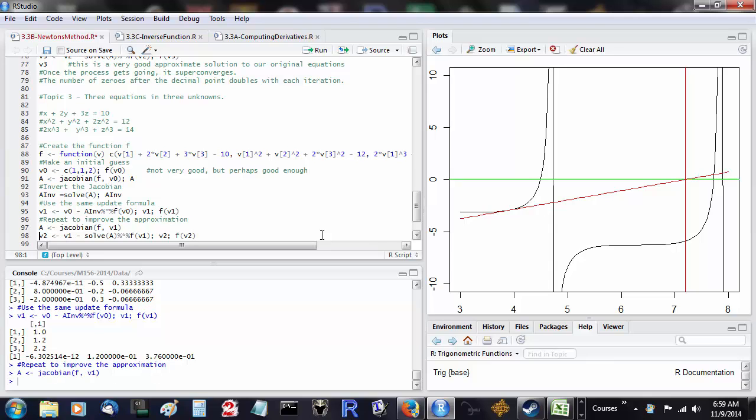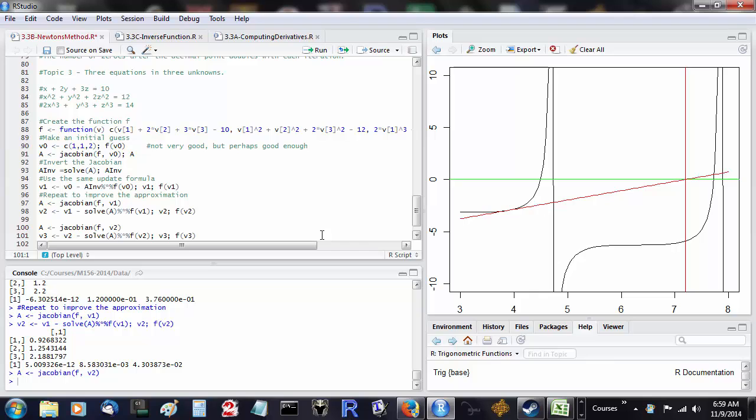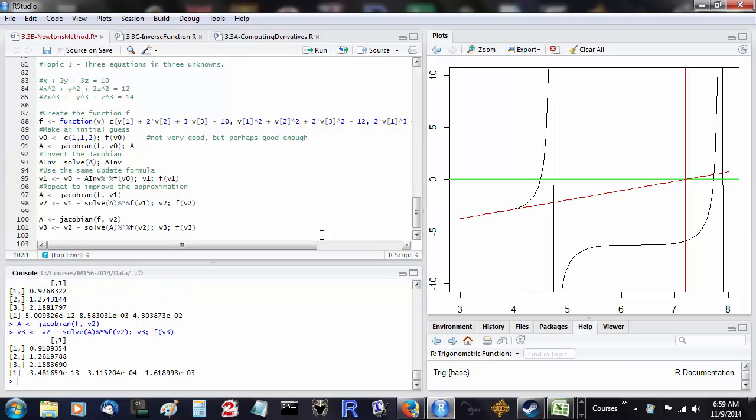But it costs very little to iterate again. And now I'm doing really well. I'm off in the worst case, the third component, still by only 4 times 10 to the minus 2. I'll do one more iteration, and now I have found a solution to this equation where x equals 0.91, y equals 1.26, z equals 2.18, and all three of the equations are satisfied with a discrepancy of only a little bit times 10 to the minus 3, and so I quit.